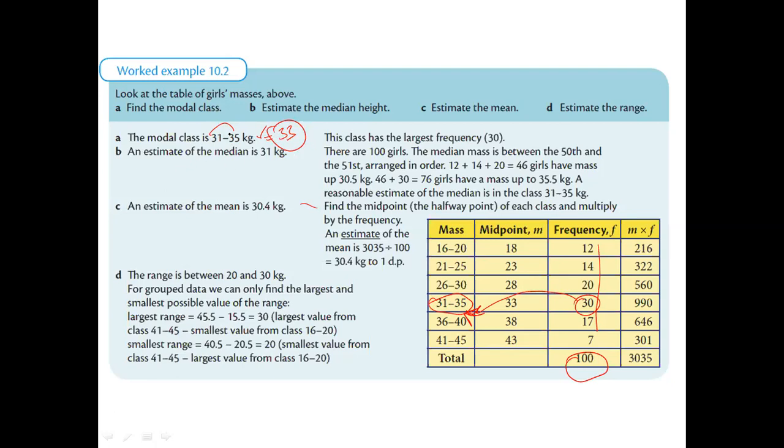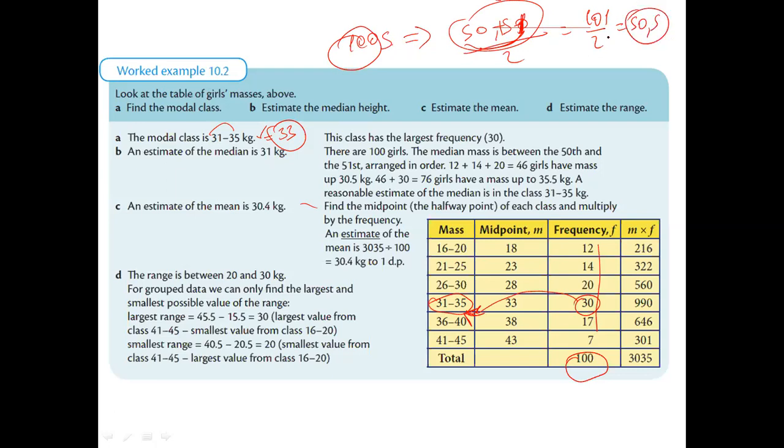And then the next question: estimate the median mass. What was the median? Normally median was the middle value. Here we have 100 students, 100 girls. The median is between the 50th and 51st students, because it's an even number and we take two numbers and divide by two. 50 plus 51 is 101, divided by 2 is equal to 50.5, our median.